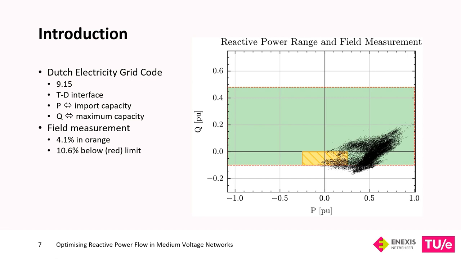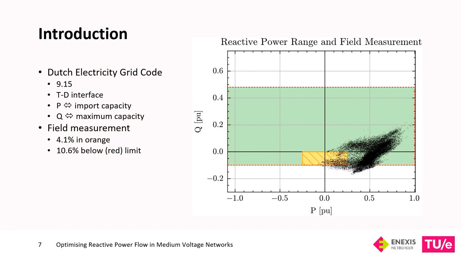Now, there is a Dutch electricity grid code, and specifically for reactive power, we have this graph here. When the active power P is positive, it means that the DSO, Exis for example, is consuming active power from TSO TenneT. The same holds for negative: there it is delivering active power to TenneT. And the same holds for Q. When it is positive, it is consuming reactive power, so it is an inductive load, and when it's negative, it's delivering back.